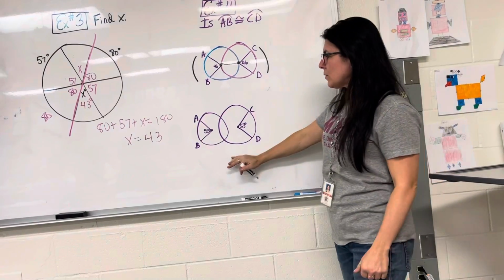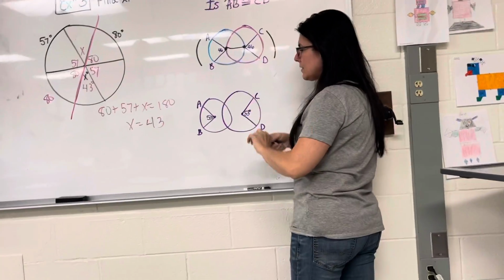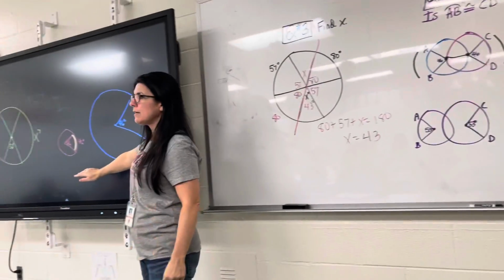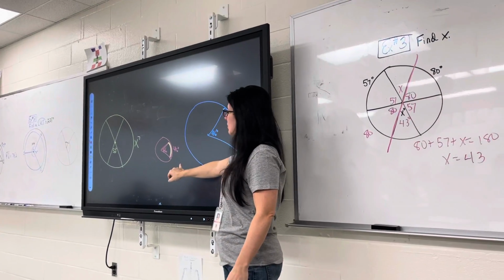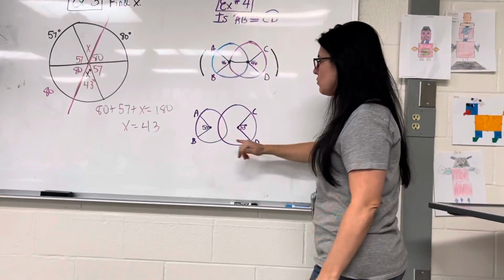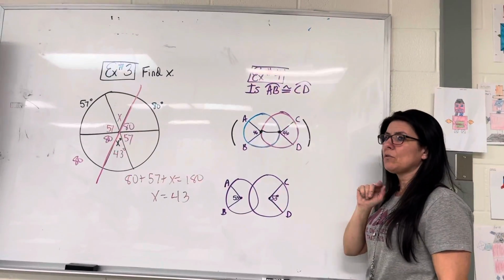Okay, what about this one? They have the same central angle, but that's not enough to say that those two arcs are the same measure. And this is a good example here. Just because they have the same central angle, that's not enough. You have to verify that the radii are the same. So do both of these circles have the same radius? Same length of a radius?